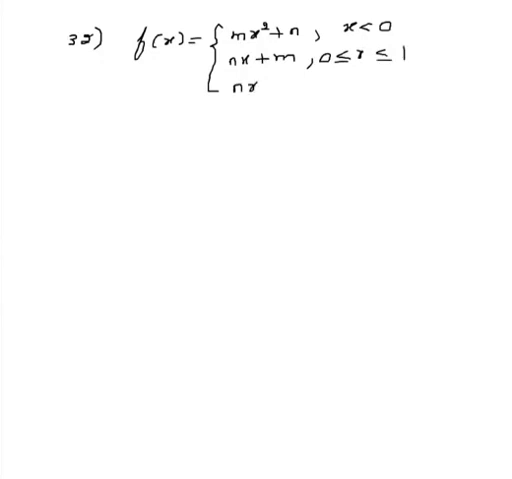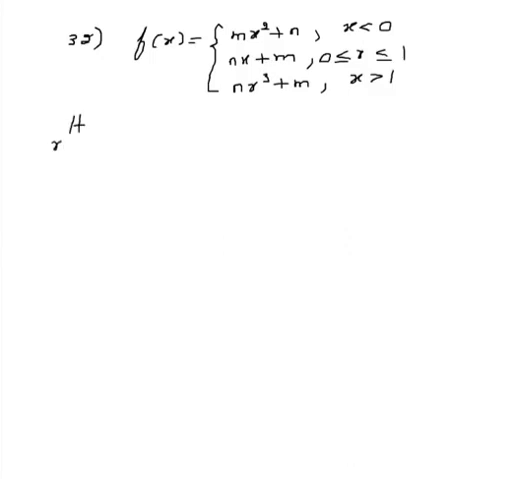Question 32. f of x is equal to mx square plus n, where x is less than 0, and nx plus m for 0 less than or equal to x less than or equal to 1, and nx cube plus m where x is greater than 1. For what integers m and n does both limit x tends to 0 of f of x and limit x tends to 1 of f of x exist?